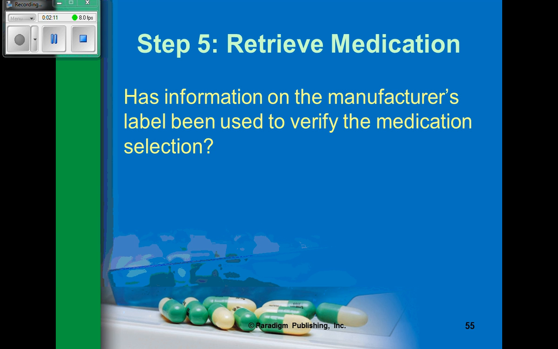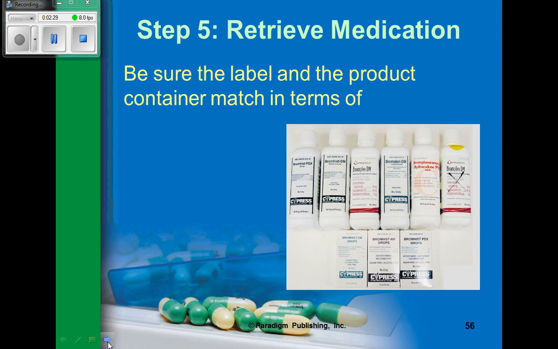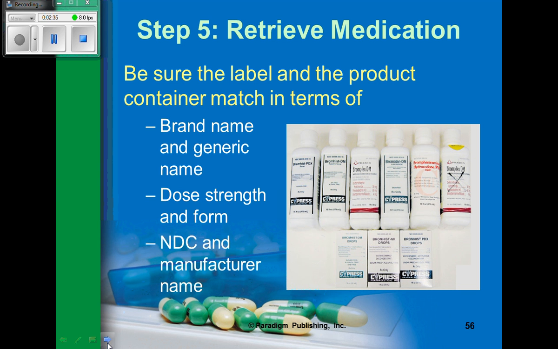So, verify the original prescription. Verify the shelf or the bin labeling. Verify the manufacturer's name. Did you verify the NDC numbers? Did you identify the brand and generic name available? So those are just some things to think about. Be sure the label and the product container match in terms of the brand name and generic name, dose, strength, and form, NDC number, and the manufacturer name.